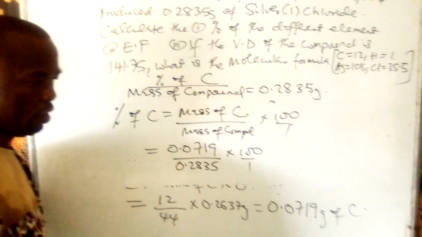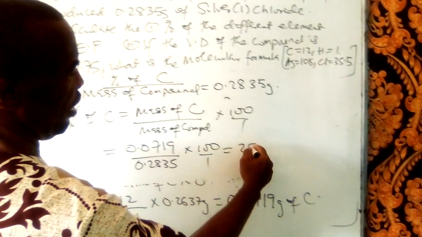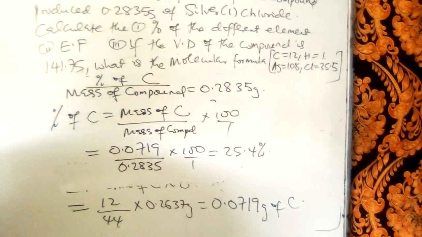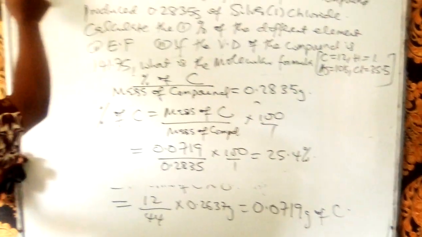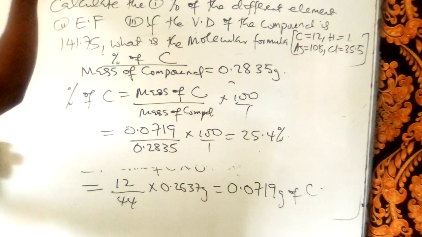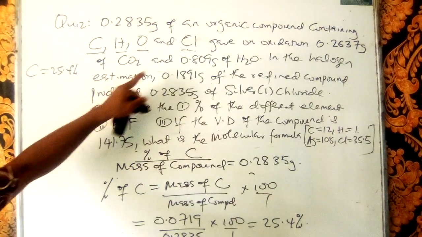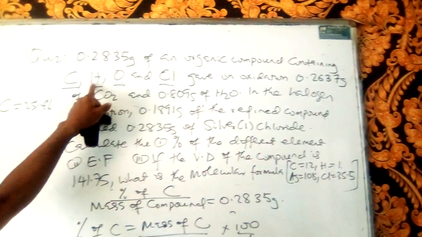So when we solve this, we'll get 25.4% of carbon present in the compound. So carbon is giving us 25.4%. So we'll now go to the percentage of the next element, which is hydrogen in water. The next element is hydrogen.